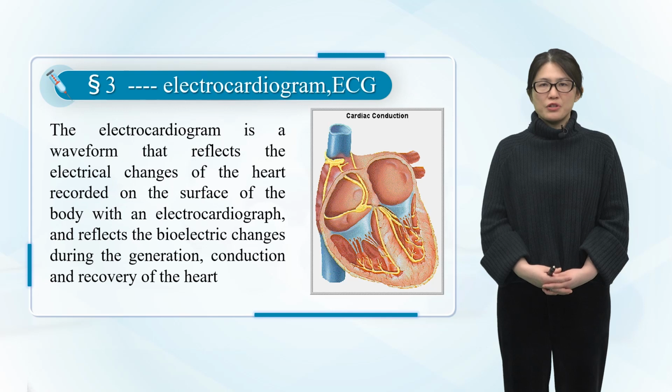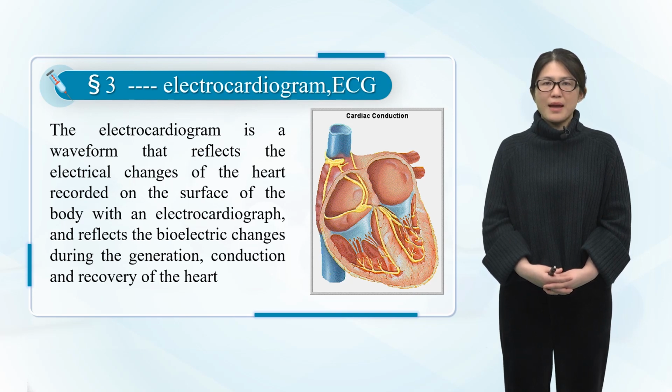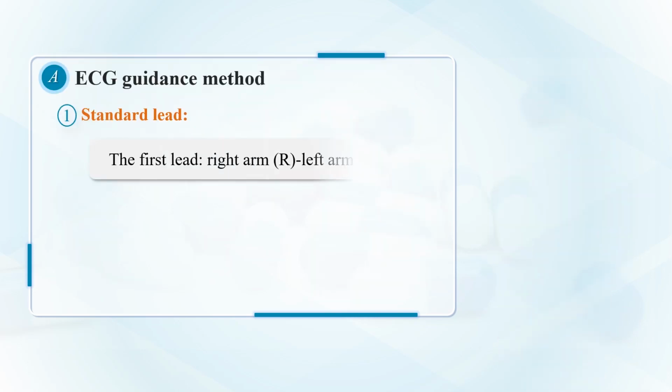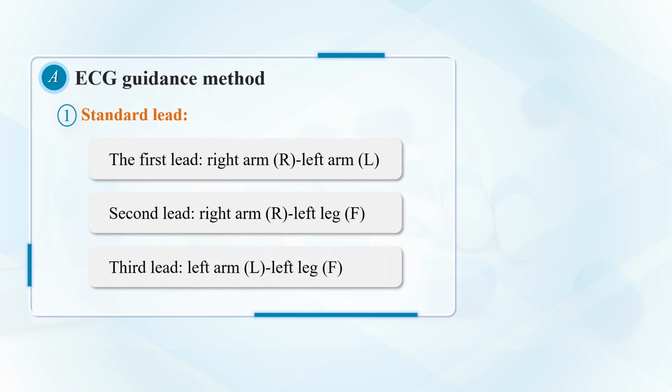The regular electrical change that occurs during the heart excitement, recorded by placing the electrodes on certain parts of the body surface, is called an electrocardiogram. When recording the electrocardiogram from the body surface, the placement position of the guide electrodes and the line connected with the electrocardiograph are called the electrocardiogram lead.